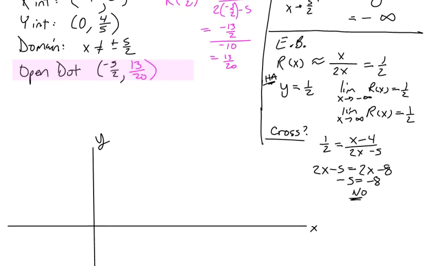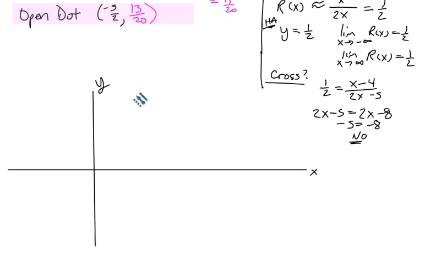And in this problem, remember we had our vertical asymptote at positive 5/2. So here comes our vertical asymptote at positive 5/2. And let's label that accordingly. This is x equals 5/2. We had an open dot at negative 5/2, comma 13/20. So over here, somewhere like this, we'll have an open dot at negative 5/2, comma 13/20. That's an odd point, although the denominator on the x-coordinate evens it out a little bit.